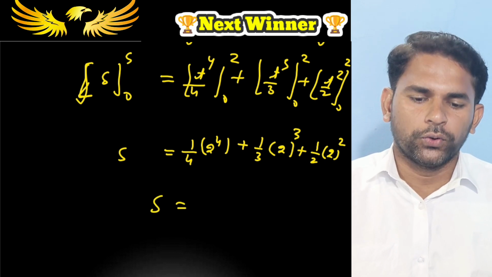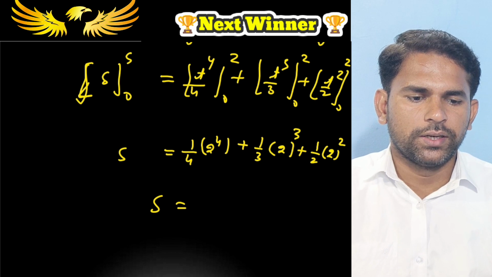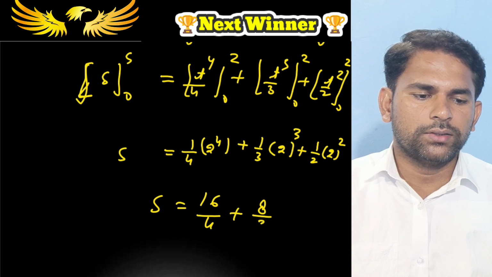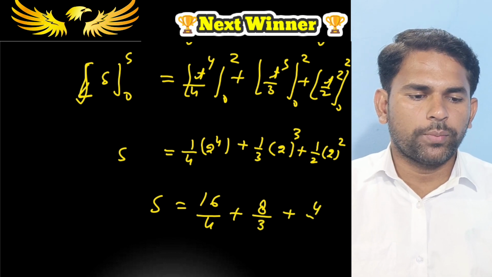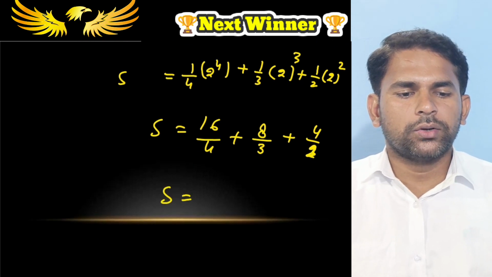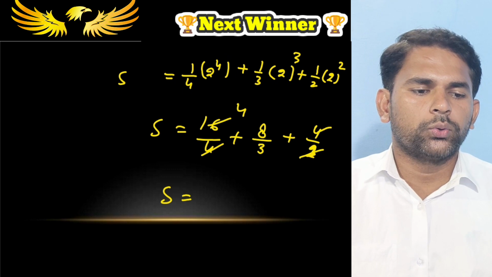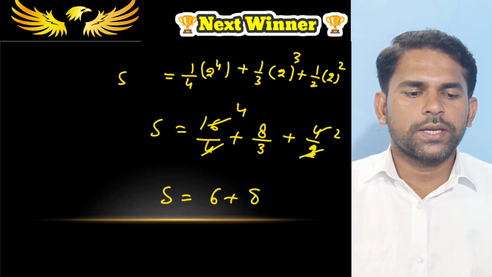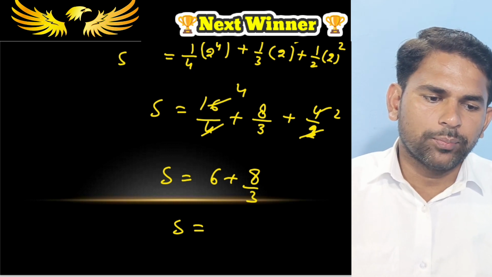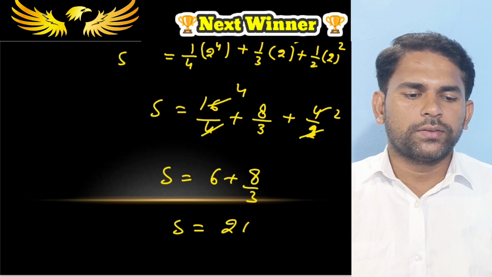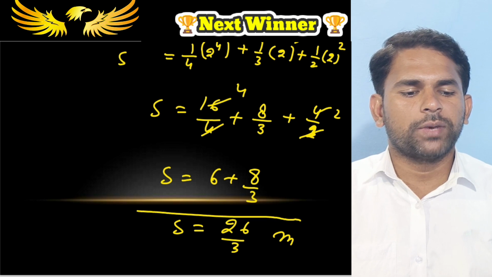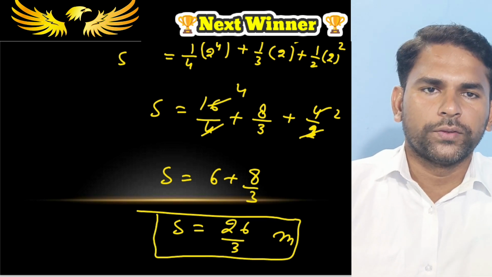s is equal to 2 power 4: 2 2s are 4, 2 4s are 8, 2 8s are 16. So 16 divided by 4. 2 power 3 is 8, so 8 by 3. 2 power 2 is 4, so 4 by 2. So now s is equal to 4 4s are 16, and 2 2s are 4, so 4 4s... 16 divided by 4 is 4, plus 4 by 2 is 2, so 4 plus 2 is 6, plus 8 by 3. Finally s is equal to 3 6s are 18, 18 plus 8, which means 26 divided by 3, and here we write meter. 26 by 3 meter is the value of the displacement.